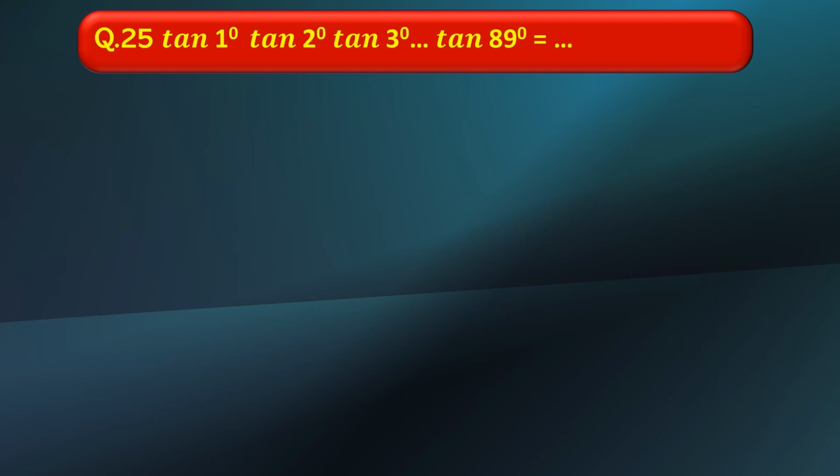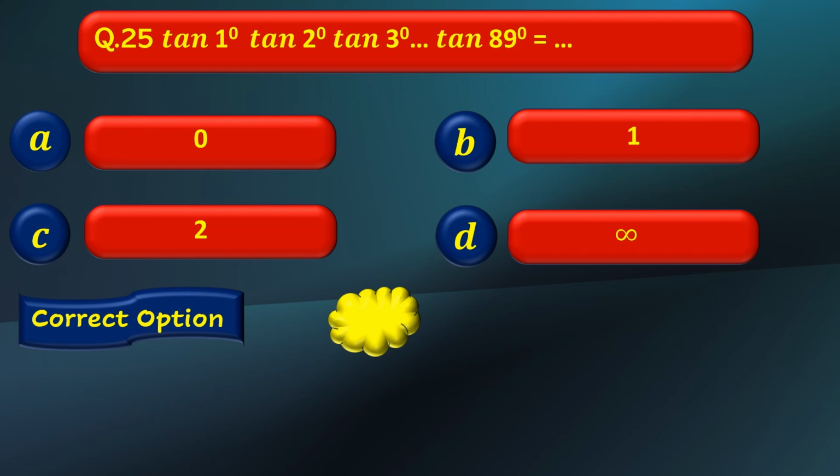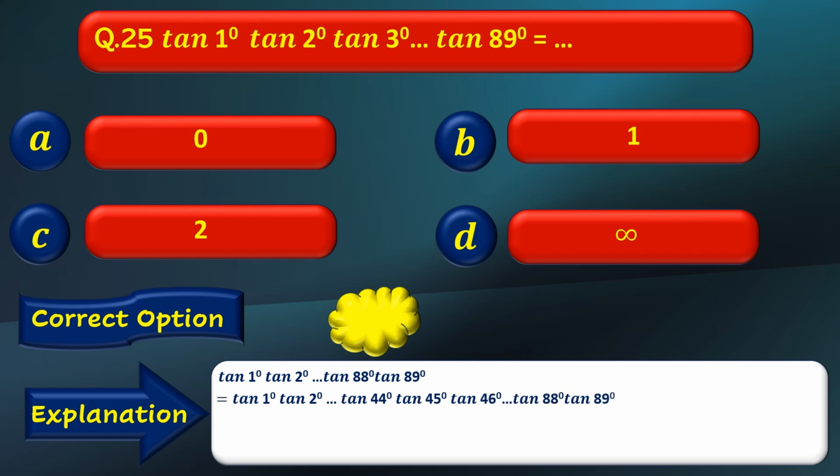Tangent 1 degree into tangent 2 degree into tangent 3 degree up to tangent 89 degree will be equal to. And the options are. Let's check out which one is the correct option. But before that, we explain it. The given expression is tangent 1 degree up to tangent 89 degree. We write the middle terms, and the expression can be written as tangent 1 degree, tangent 2 degree, tangent 44 degree, 45 degree, tangent 46 degree up to tangent 89.